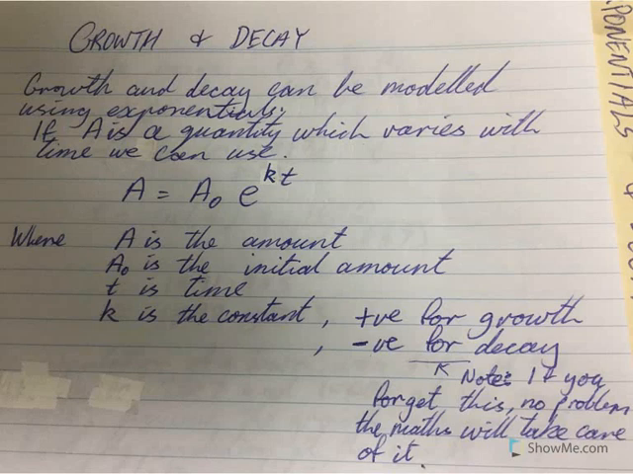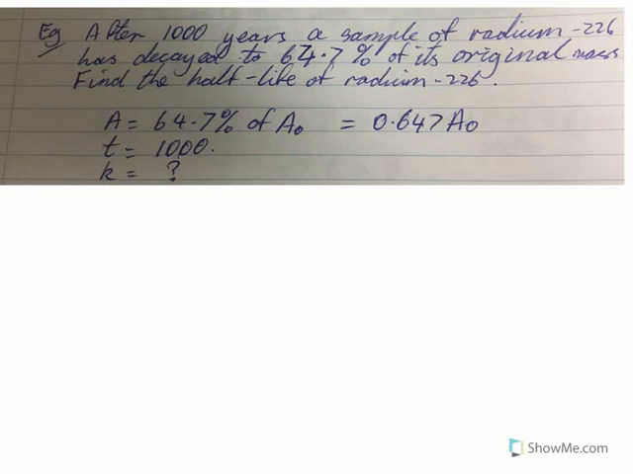So at the bottom of that little bit it says that k is the constant, and so if something's growing or getting more of, then it'll be positive, but for decay, you're getting less of, it's a negative. Now, the little note says if you forget that, it doesn't really matter, because the mathematics will take care of whether it's a positive or a negative. And so let's move on to a question.